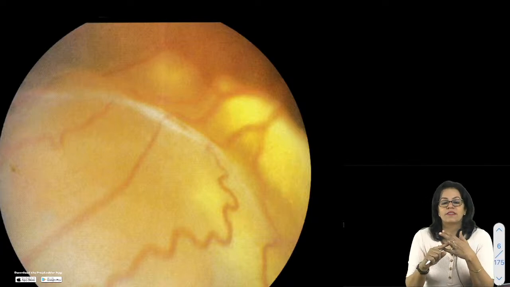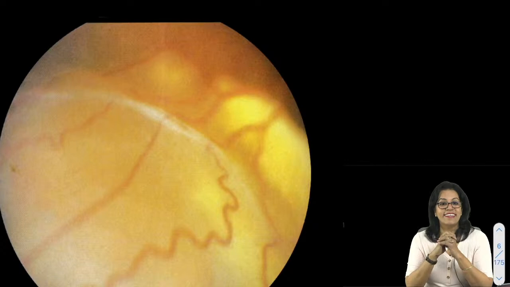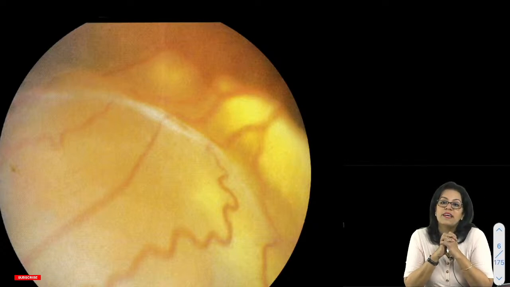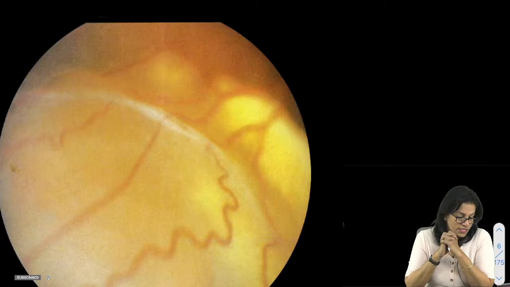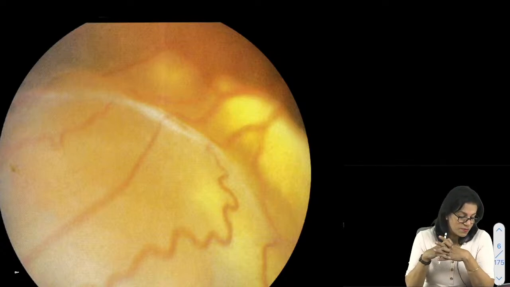Next question for you all. The discussion has to be question oriented only, right? Can you all answer me this? Which is the most common type of retinal detachment? You all know there are three types: tractional, rhegmatogenous and exudative. Which is the most common?